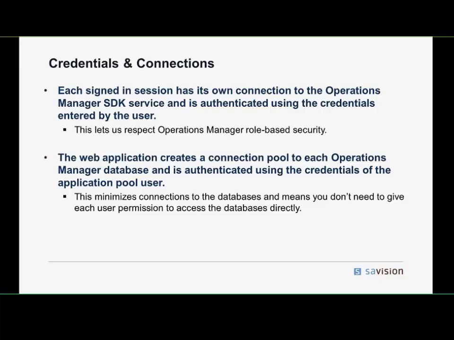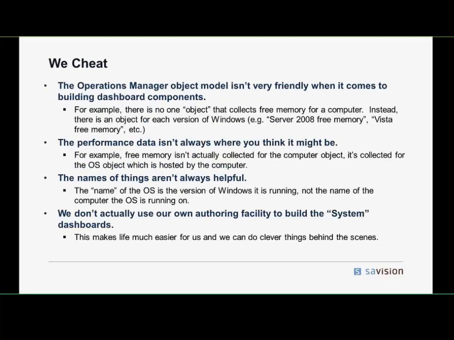Another thing we do, we'll call it we cheat, and this comes when we look at our system dashboards. I talked about some of these problems when we did the demo, and especially when we looked at that performance graph. Things aren't where you think they're going to be. Things aren't named what you think they are. And things that should be the same, like that available memory, are collected by a whole bunch of different objects. So what we do when we create those system dashboards is we don't actually use our own authoring facility. They're all actually coded behind the scenes, and we do a lot of extra roll-ups. We collect a lot of extra information, and we glue things together in a way that makes more sense to present in the dashboards.